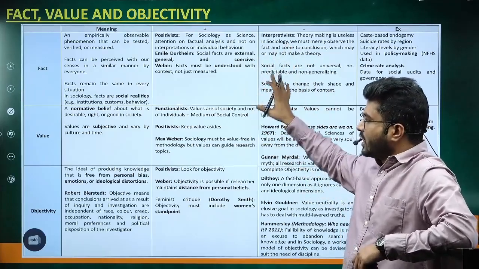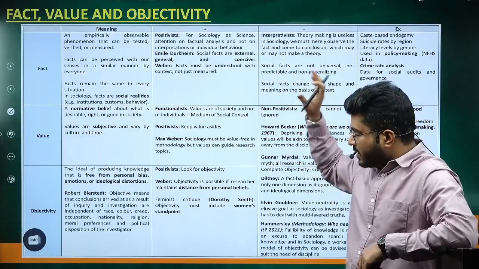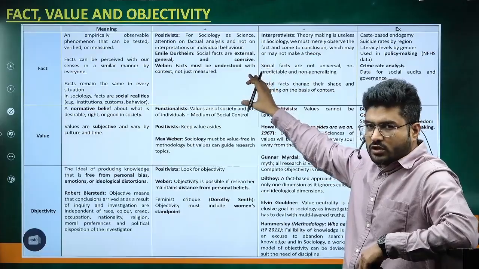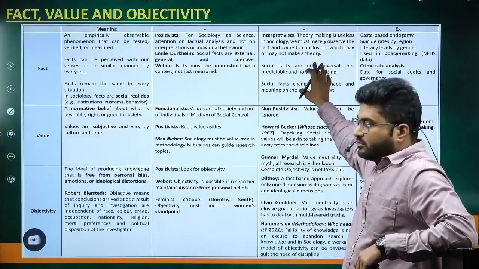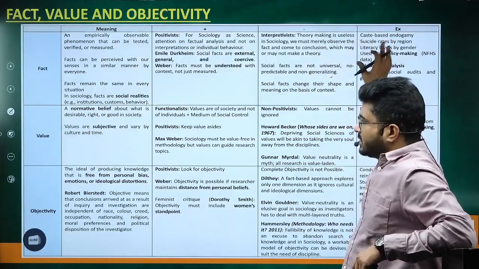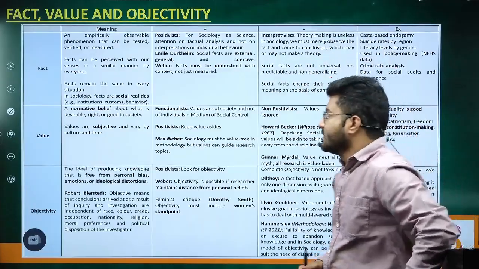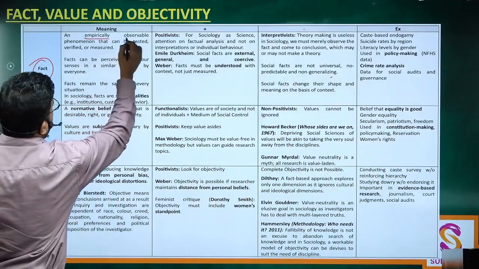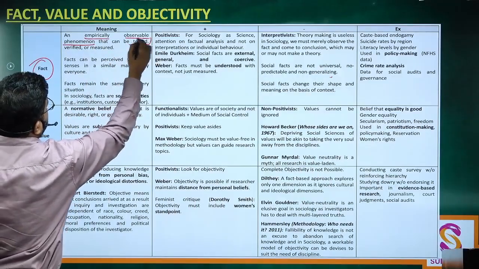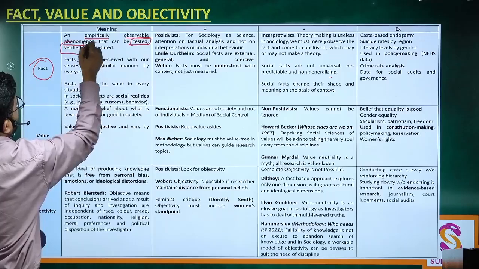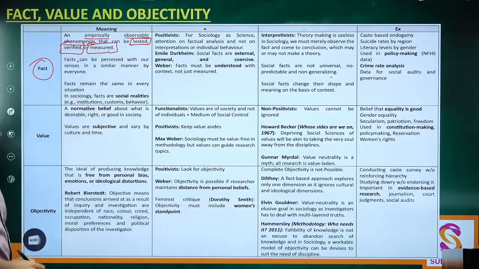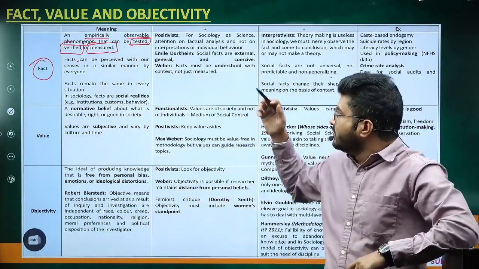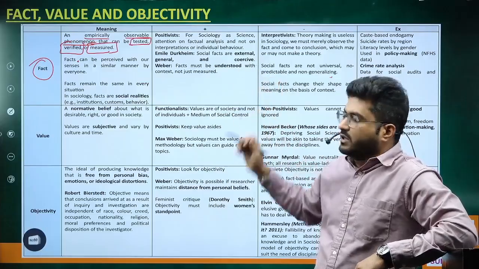Again, I have shown you how you can make your notes. In one particular table, we have understood what is fact, their meaning, how different sociological thoughts propagate about it, how different schools of thought negate it, and what the examples are. So fact. What is fact? Fact is an empirical observable phenomenon that can be tested, verified, or measured. Facts are empirically observed phenomena that can be tested, verified, or measured.